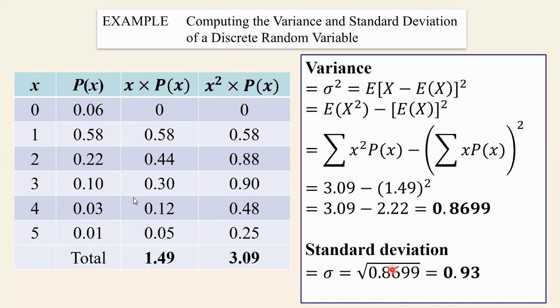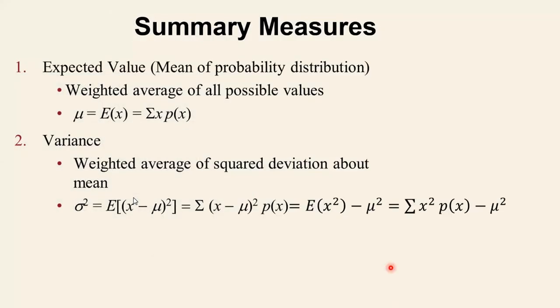In the sample, what is the data collected? For that data we calculated, right? So what are the summary measures we learned? One is the expected value, that is the mean of the probability distribution. It is the weighted average of all possible values. That is denoted by mu. That is E of x, summation of x into p(x).